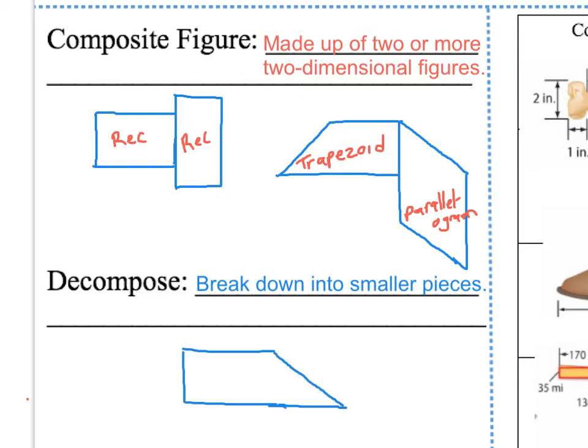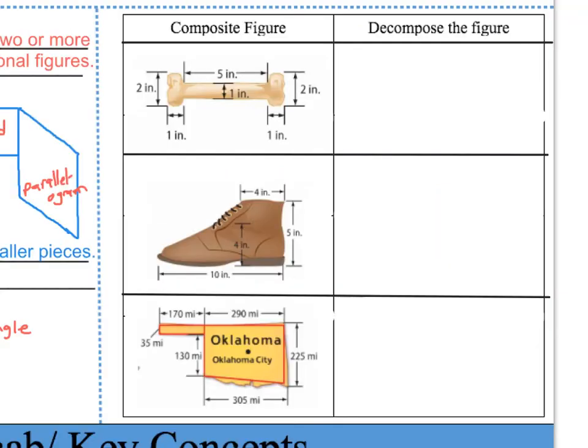So for example, take this trapezoid that we have drawn. What I could do is go ahead and decompose this into two basic shapes. So now I have a rectangle and I also have a triangle. So if I wanted to, I could go ahead and find the area of the rectangle and find the area of the triangle, add them up, and I would get the area of the entire shape. So let's take a look at these different composite shapes and decompose them into basic figures.